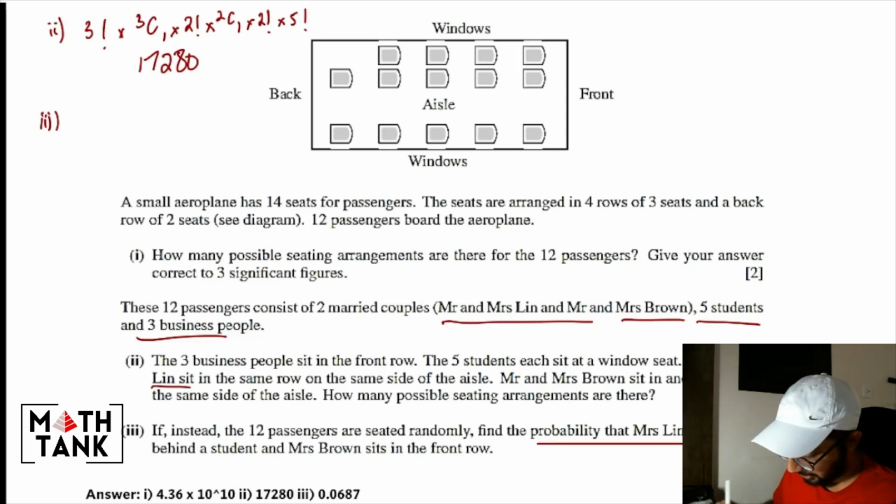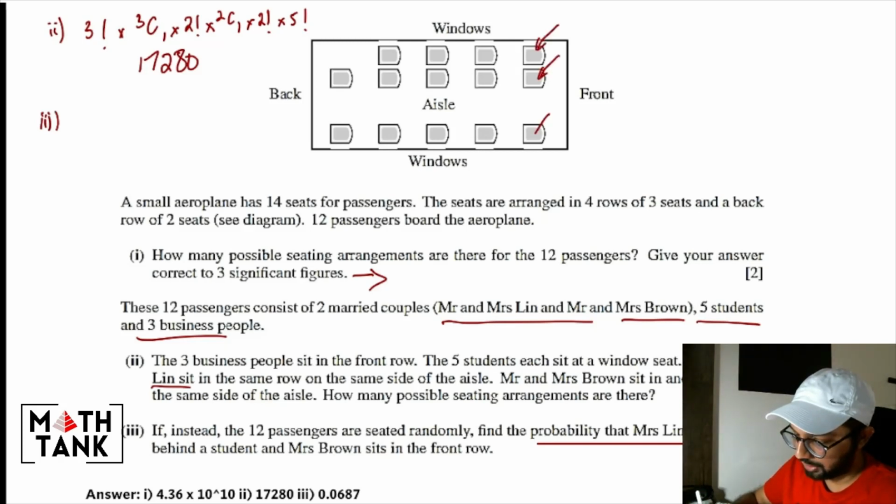So what I'm going to divide it by is the answer from the first part, because that's the total unrestricted arrangements that are there. Let's see. If Mrs. Lin sits directly behind a student and Mrs. Brown sits in the first row, so I know that Mrs. Brown needs to come in and choose one of these 3 seats. So I'm going to say that 3c1. Now let's assume that Mrs. Brown takes up this seat.